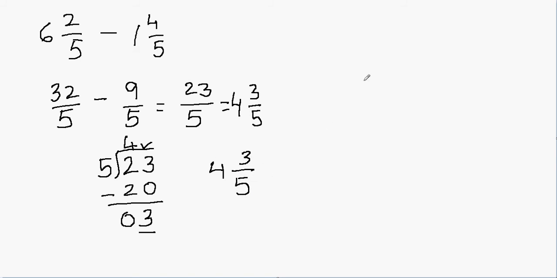Now let's look at another example. I have 5 and 1 over 6 minus 1 and 5 over 6. The same thing we're going to do is, first of all, convert the mixed numbers into fractions. To do that, I have to multiply my denominator with the whole number first. So 6 times 5 will be 30, and 30 plus 1 will be 31.